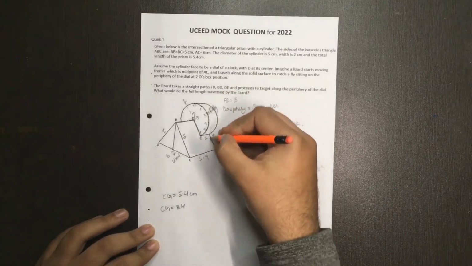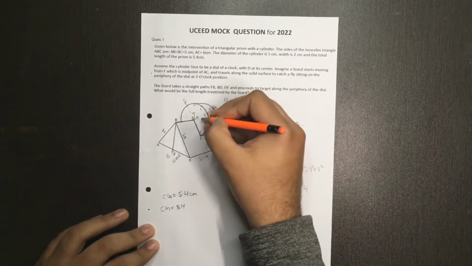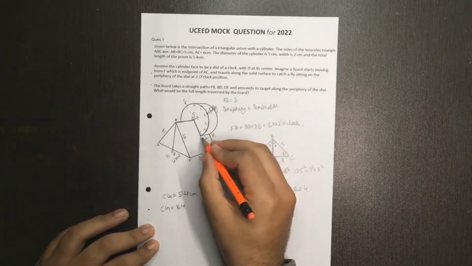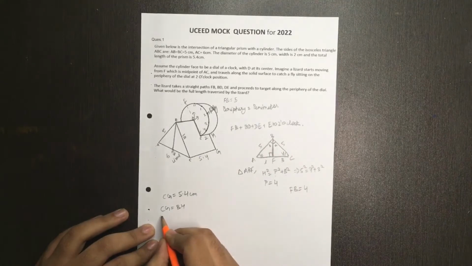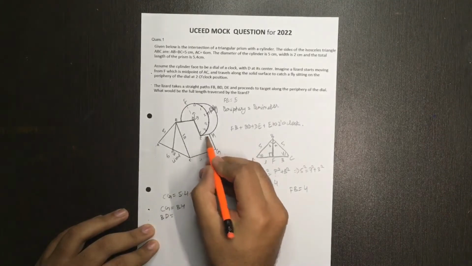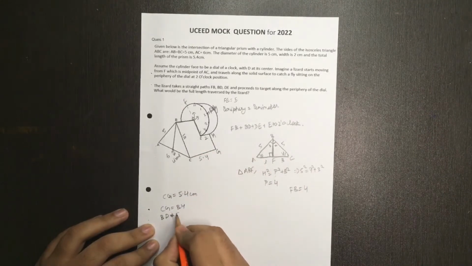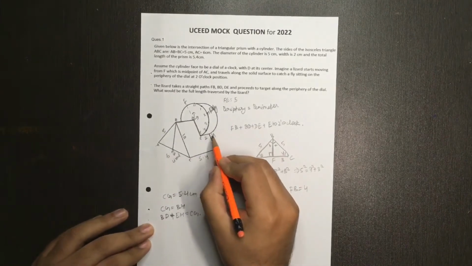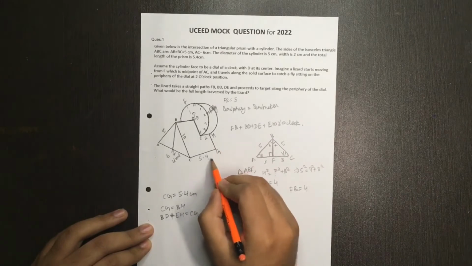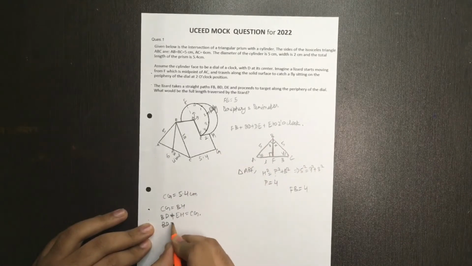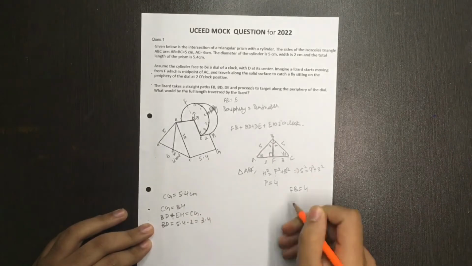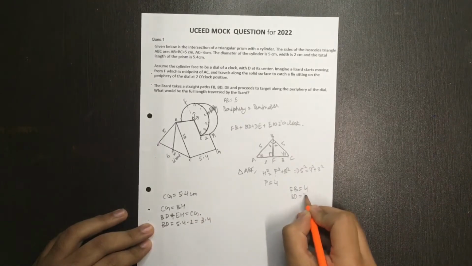Now H is somewhere on this line, but it should form a straight line from this end. So if we take BD, BD plus EH will be equal to CG, right? Now we have to find BD. We know EH is 2, CG is 5.4. So BD is equal to 5.4 minus 2, that will be 3.4. Just write it over here. BD is equal to 3.4.